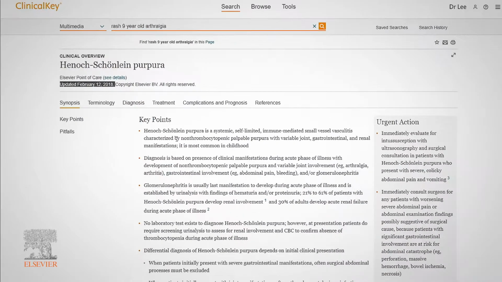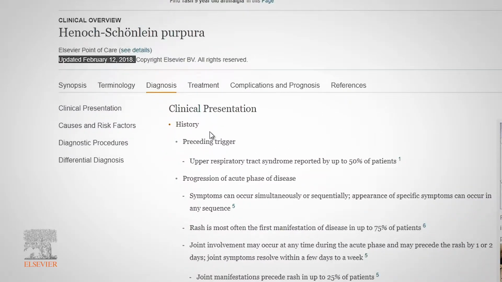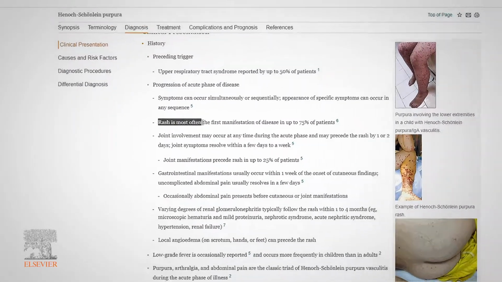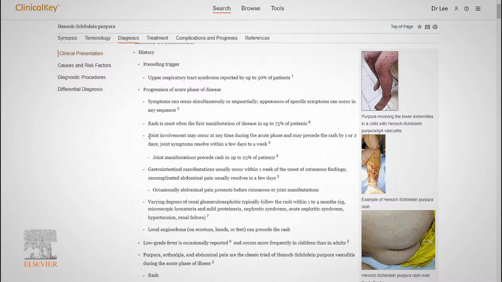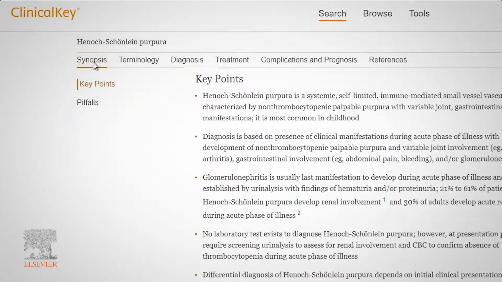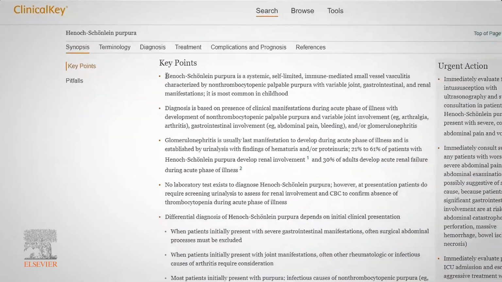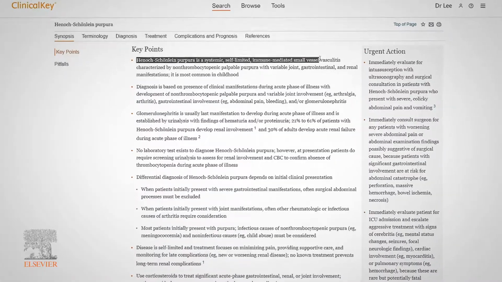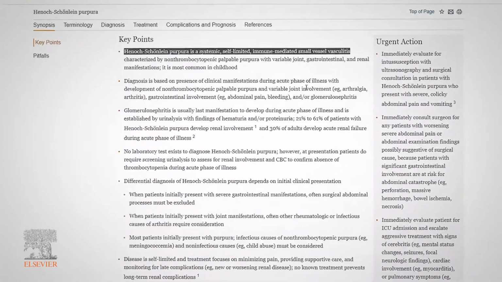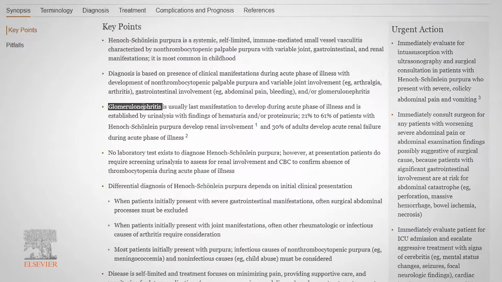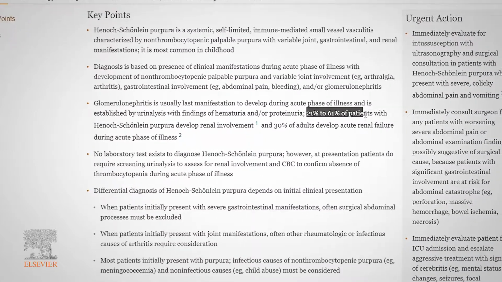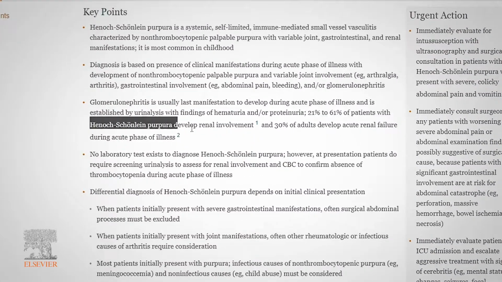She first clicks on the tab Diagnosis, where she confirms that John's clinical presentation matches the signs and symptoms presented in patients with Henoch-Schönlein purpura. Then she clicks on the tab Synopsis and is relieved to read under the main key points that it is a self-limiting condition, but understands that she needs to be aware of signs of renal involvement, as there is a chance of developing acute renal failure during the acute phase of illness.